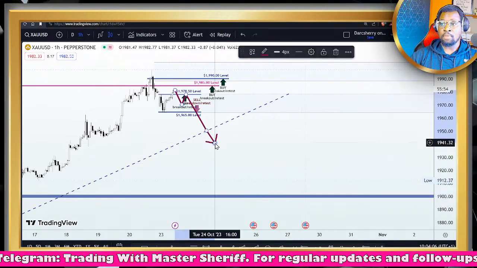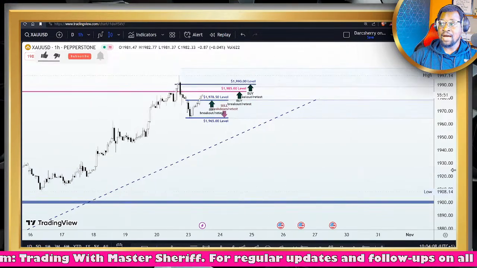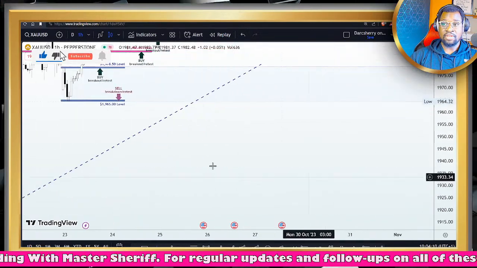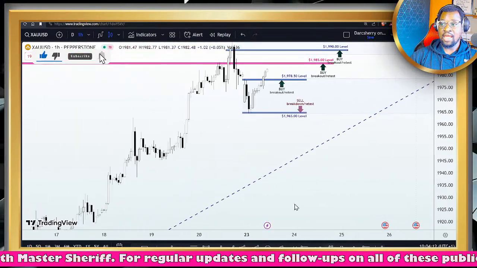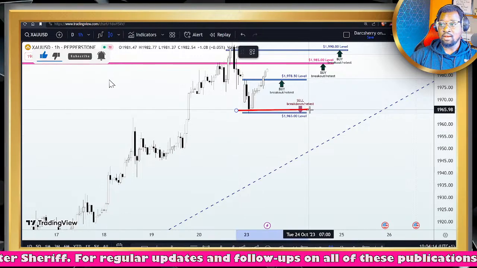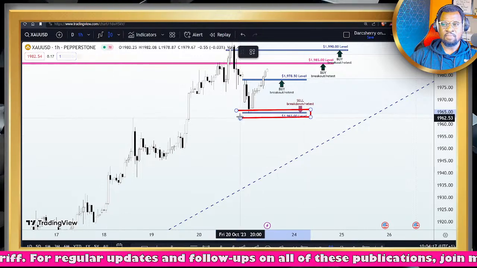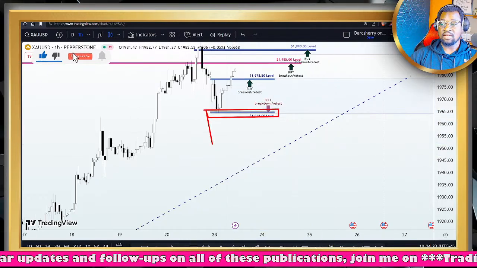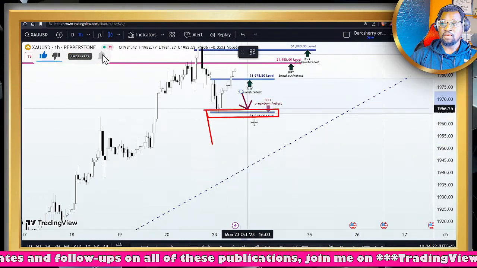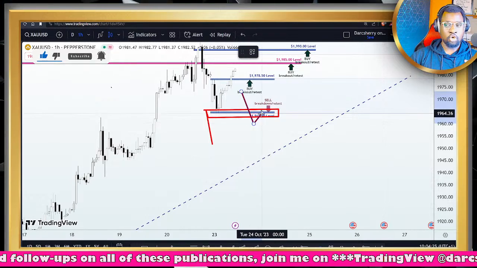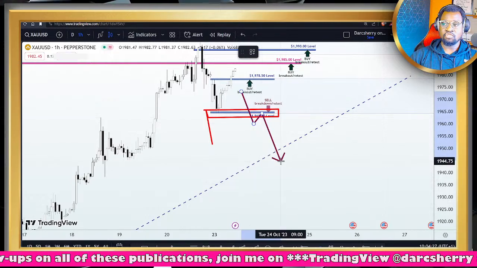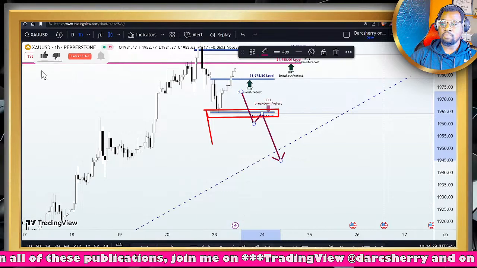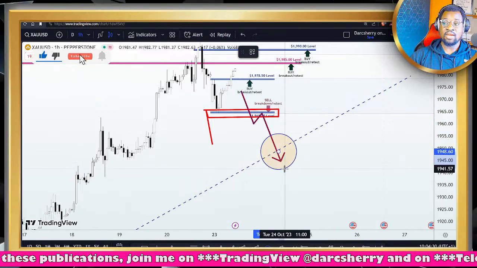If price drops and then breaks down that range, and breaks down the support line of the range here at the 1,965 level, then we might likely be seeing a retracement into that ascending trend line. So we want to see a breakdown and retest. We could join, then have a sell position running.